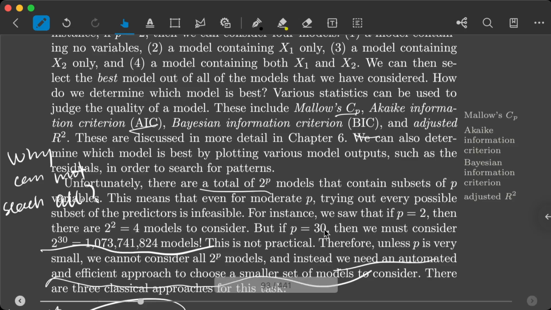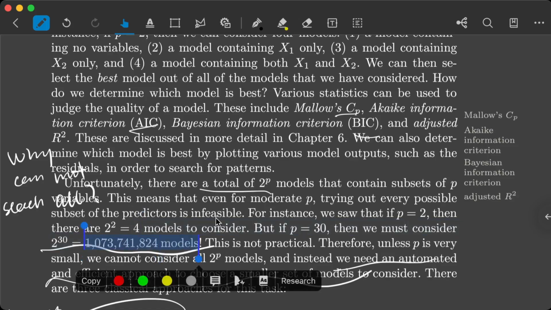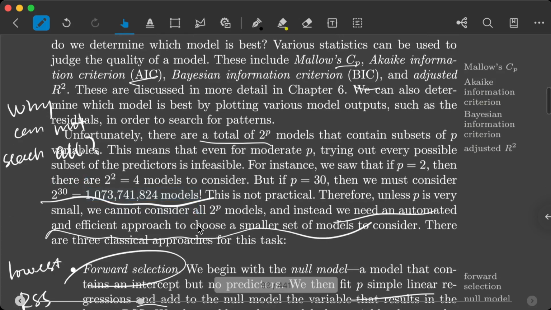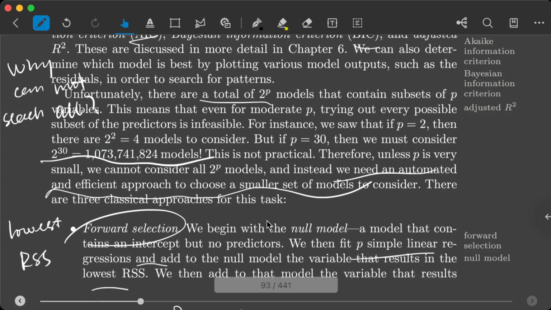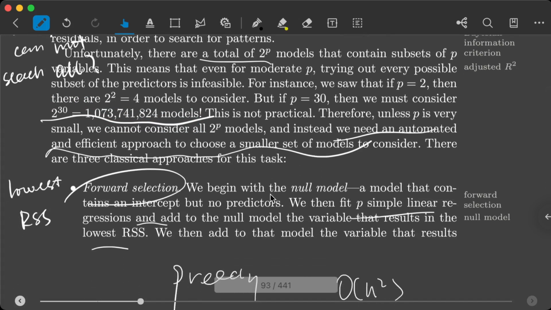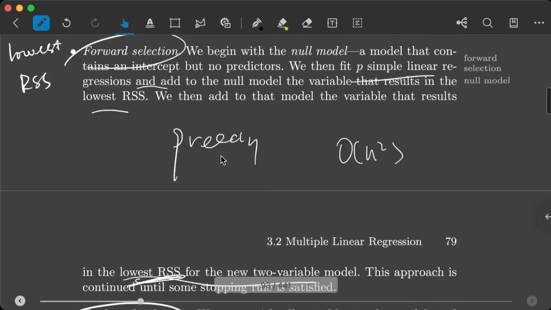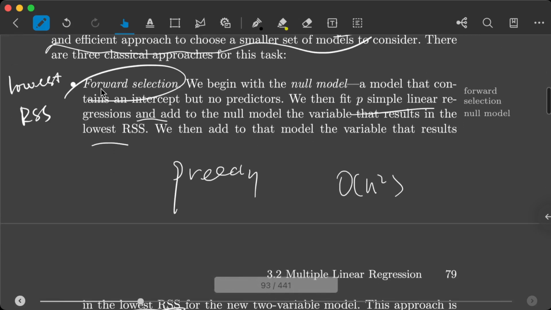But this is not a good solution, because if p is a moderately large number, like 30, we can get a very big number of models. We cannot estimate all of them. So we need some simpler solution. We cannot just search for each combination. So there are generally three kinds of solutions.